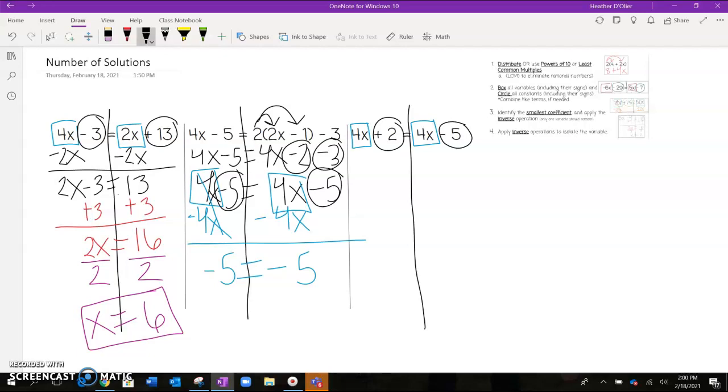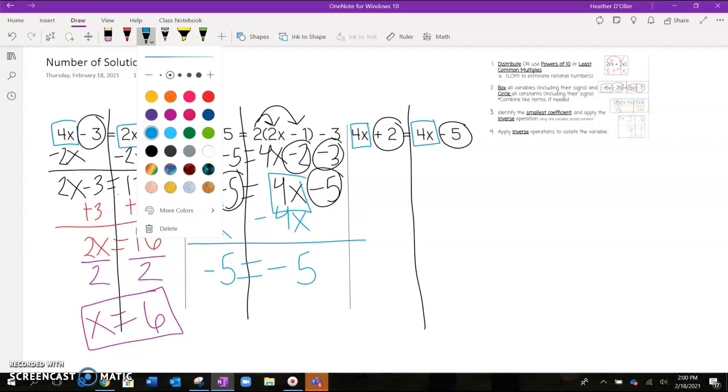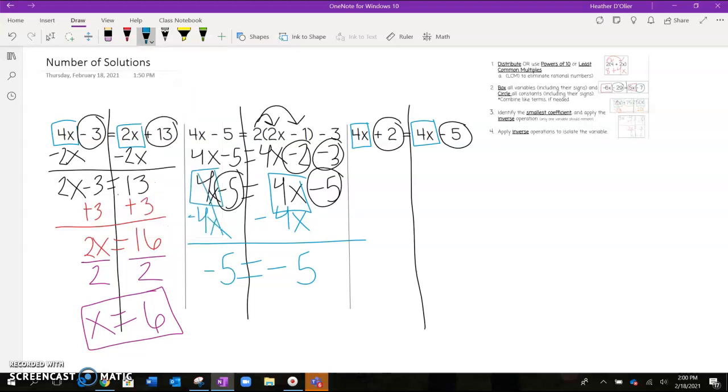Well, I guess I'll do the same thing I did last time, or maybe I want to do it the other side. Okay, maybe the other one. Negative 4x, I found the smallest coefficient. I'm subtracting negative 4x. Now I have, that made 0, 2 equals, well, that also made 0. Okay, I have 2 equals negative 5.